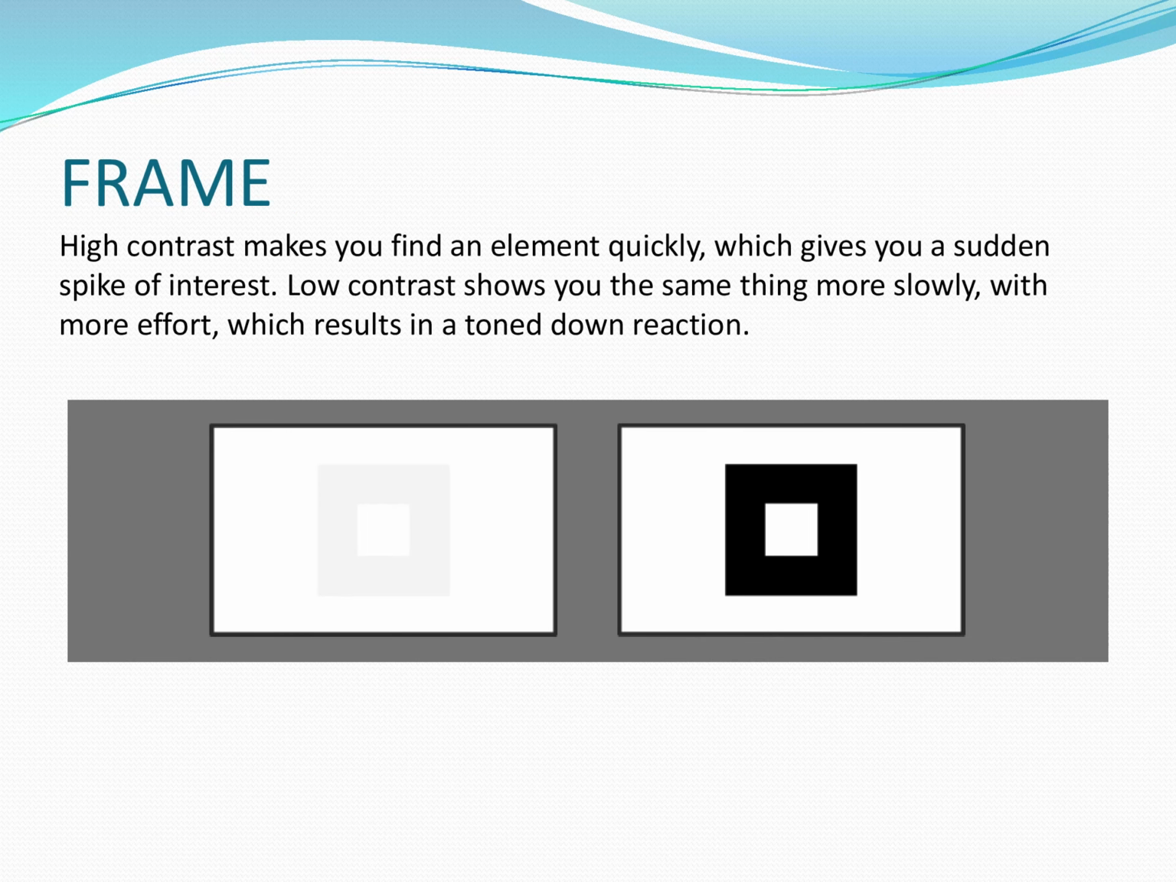Say in one frame, it is very light. In another frame, it is very dark. The first one is a low, soft presentation. The second one is a contrast presentation. High contrast makes you find an element quickly, which gives you a sudden spike of interest. Low contrast shows you the same thing more slowly with more effort, which results in a toned down reaction.